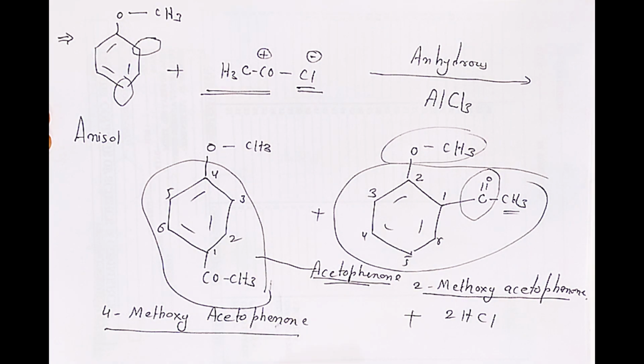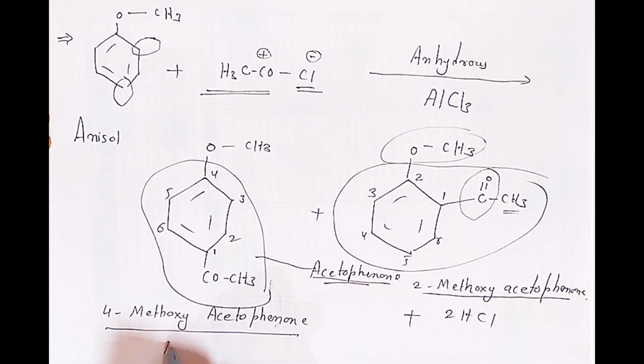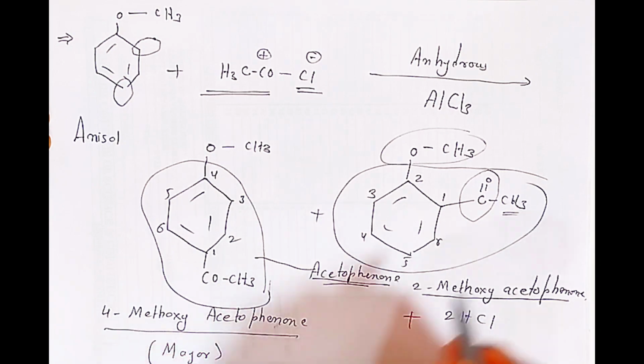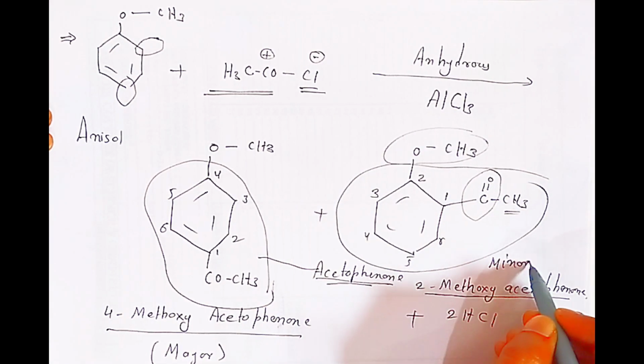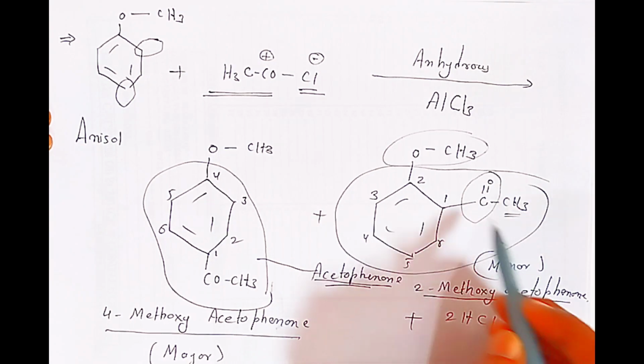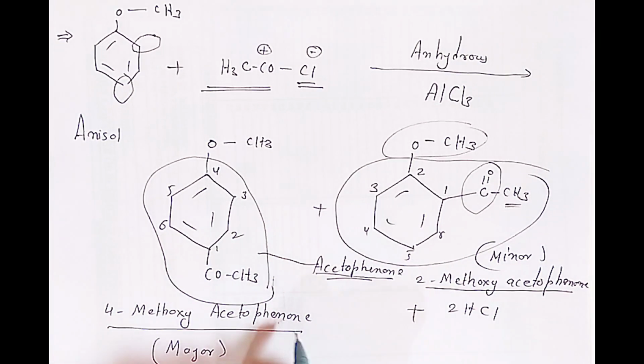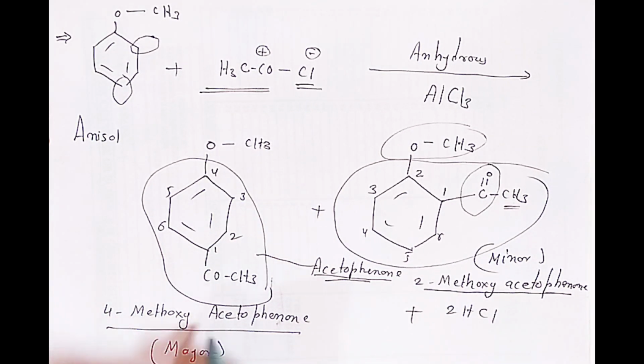Now here, students, since it is the para position, it will be the major product, and since the other is at the ortho position, because of the hindrance, it will form the minor product. You will get a minor yield of 2-methoxy acetophenone, and you will find the major product is 4-methoxy acetophenone.